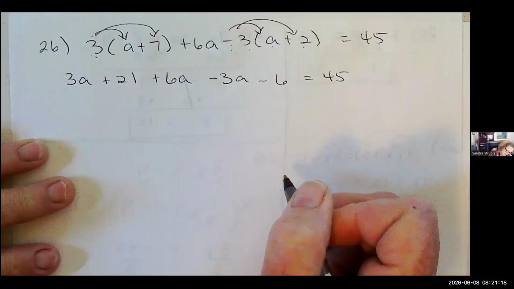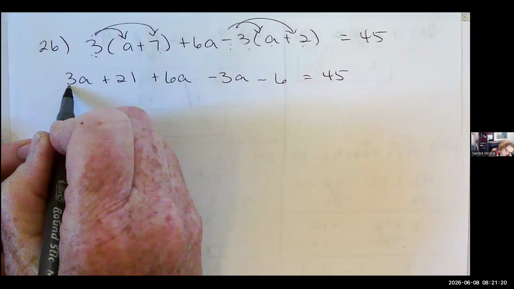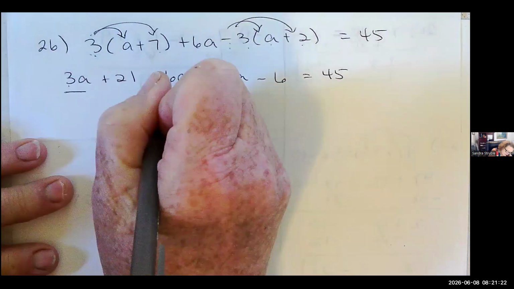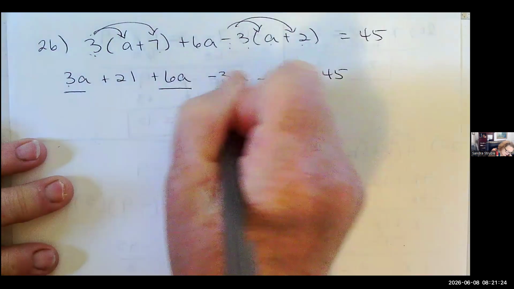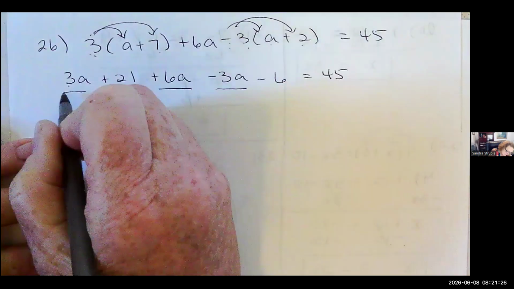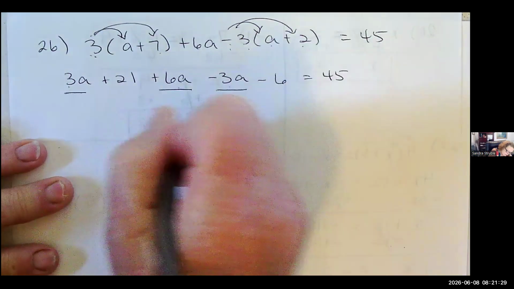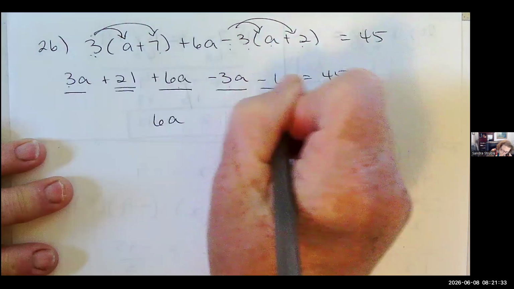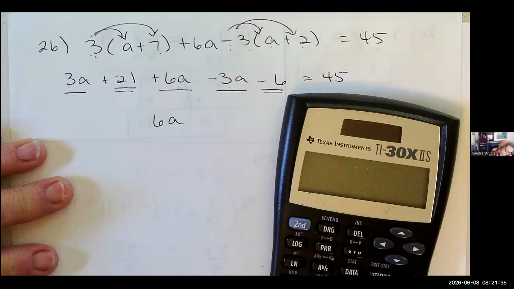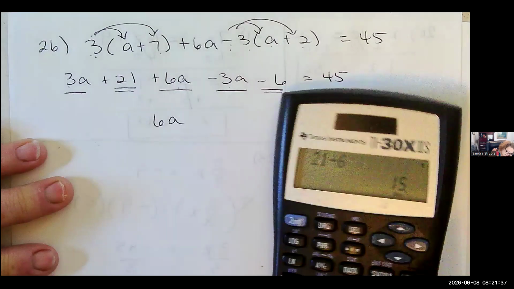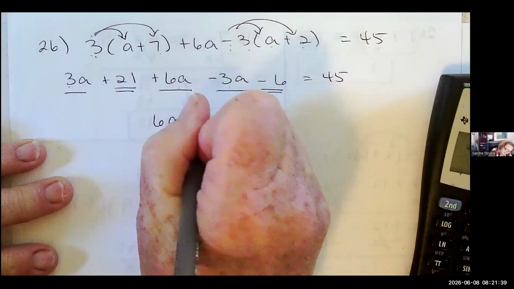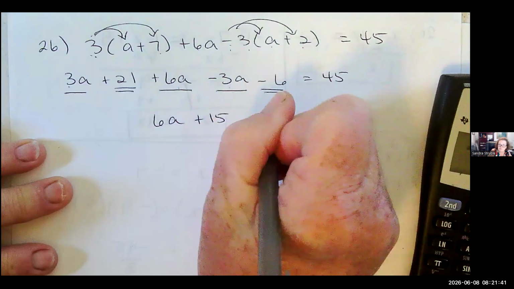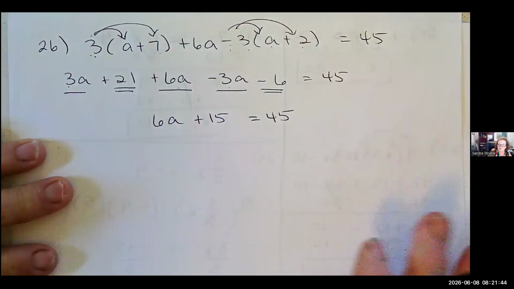We've got 3a plus 6a minus 3a. So that's 9 minus 3 is 6a. And then 21 minus 6 is 15. So plus 15 equals 45. Simplifying by combining like terms on the left, equaling 45.